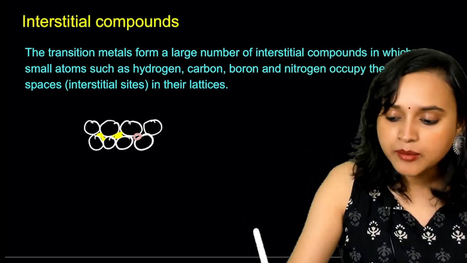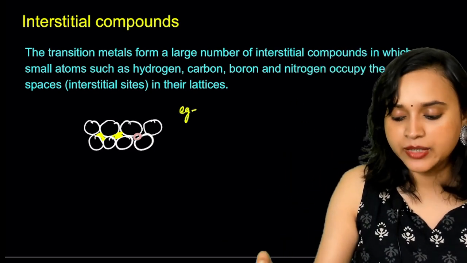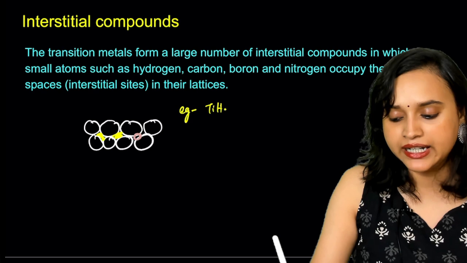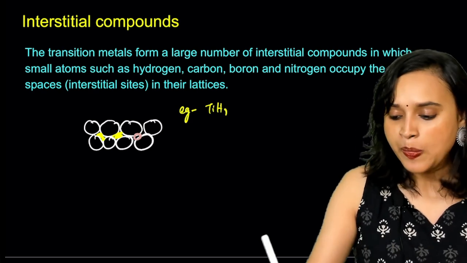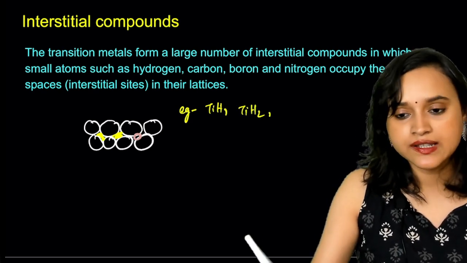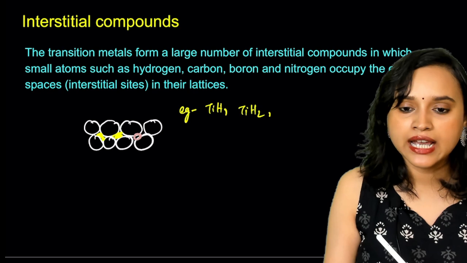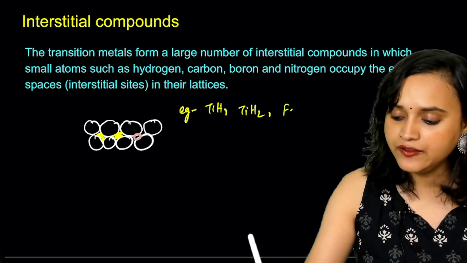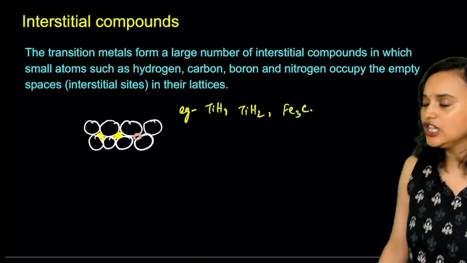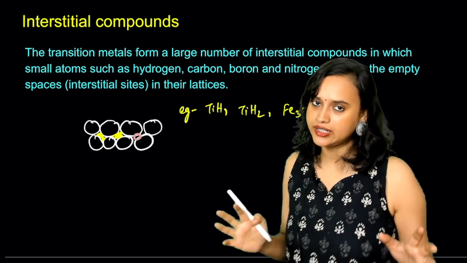So examples are, everybody write this down. You have titanium hydride, yes, this is an example. You have TiH2, this is also an example. All right, then you have Fe3C, which is a carbide. So these are some of the examples of your interstitial compounds.